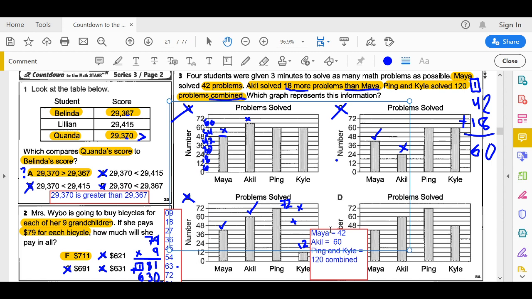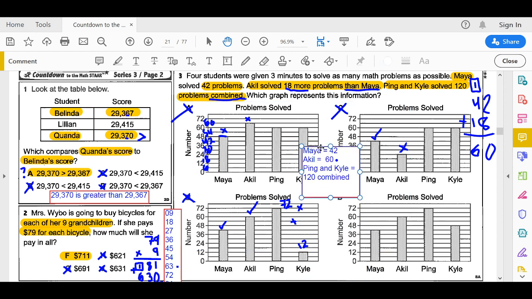But before that, let me just move my box right here so we can see clearly that bar. Okay, so letter D, it says for Maya 42, that is correct. For Akil 60, that is correct too. Remember that Ping and Kyle, the two of them need to have 120. In this one, Ping has 72. I'm going to write it here so I know what I'm doing. And Kyle right here has 48.